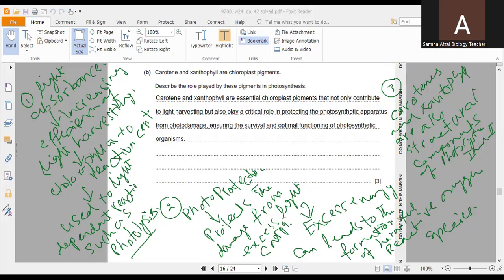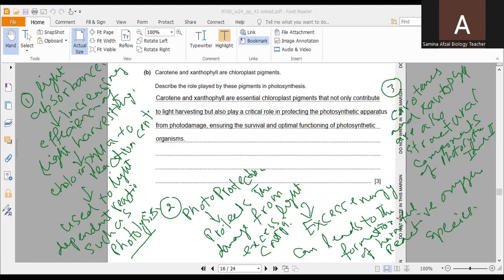Those are the three functions I have written. The first one is light absorption: they help in light absorption, increasing the efficiency of light harvesting. The absorbed energy is transferred to the reaction center, and there it is used for the light dependent stage. The most important process that takes place in the light dependent stage is photolysis.